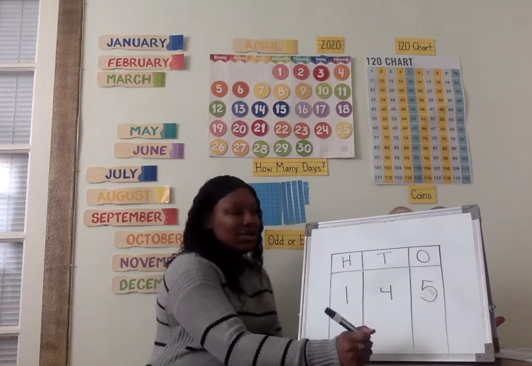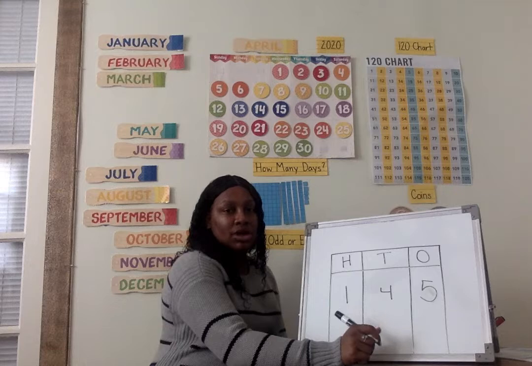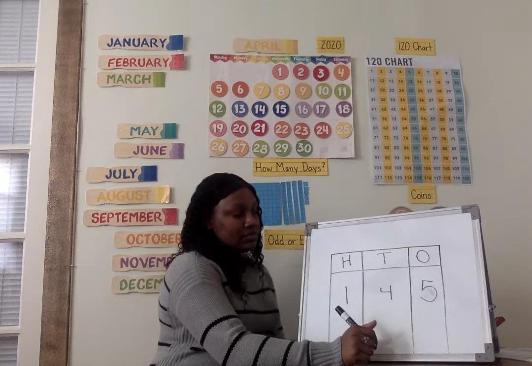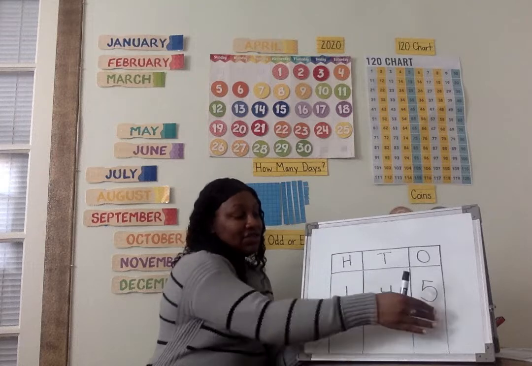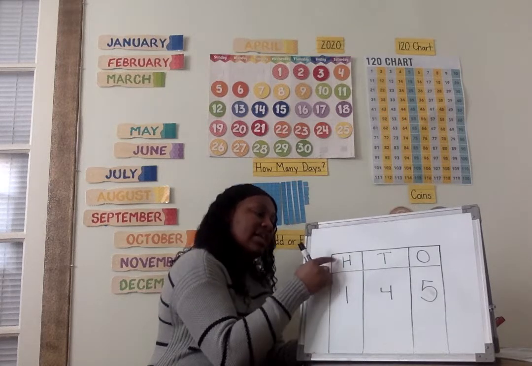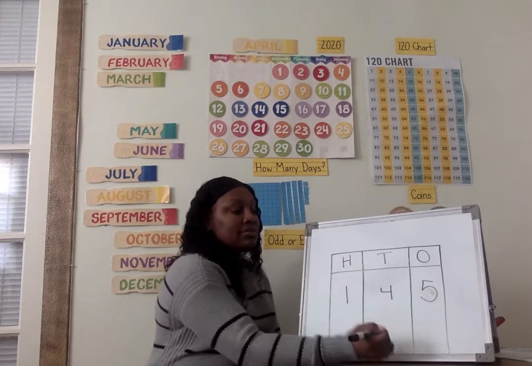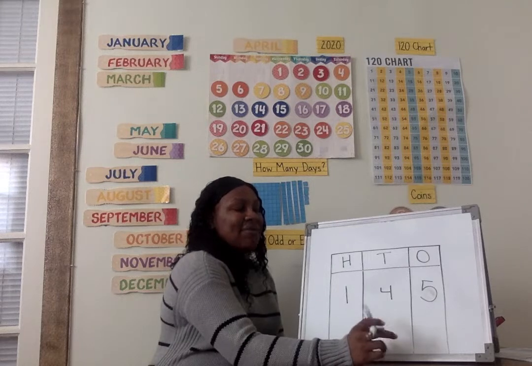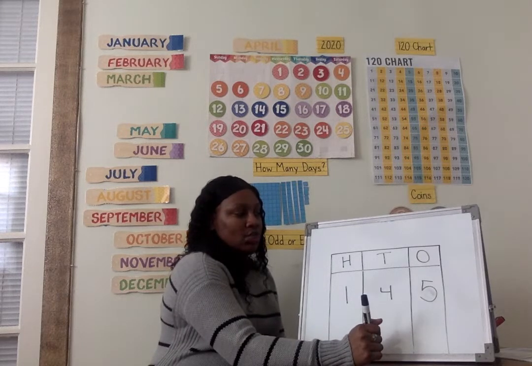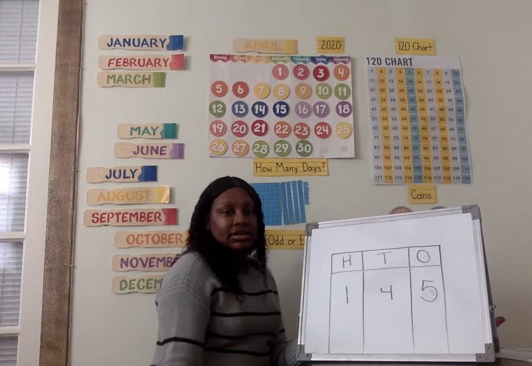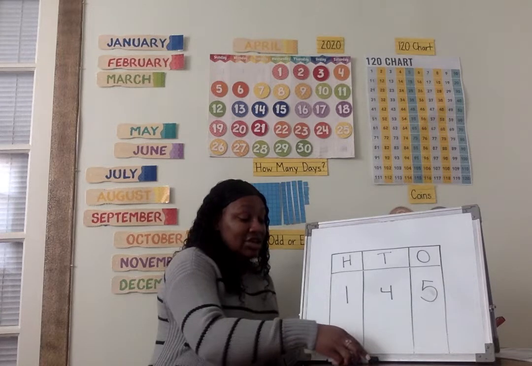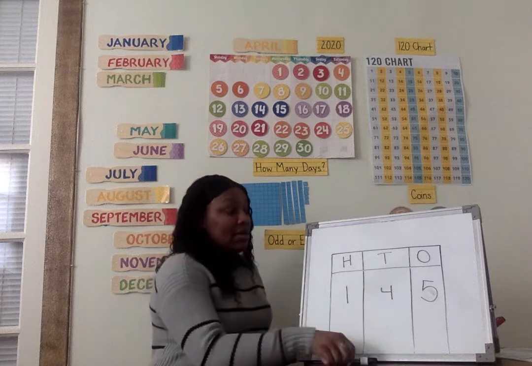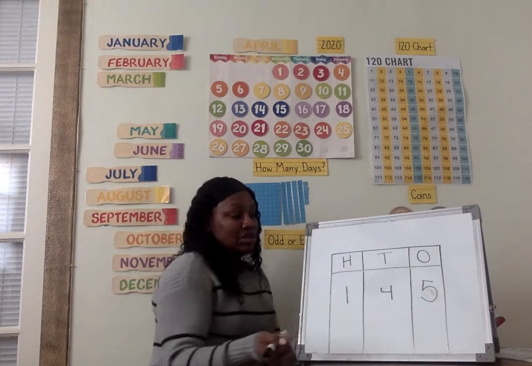What about how many hundreds? How many hundreds are in the number 145? So easy. There's 100 in the number 145 because there's a 1 in the hundreds place. One more question. How many ones are in the number 145? Show me with your hands in 3, 2, 1. Show. That's right. You should have 5 fingers up because there's a 5 in the ones place.